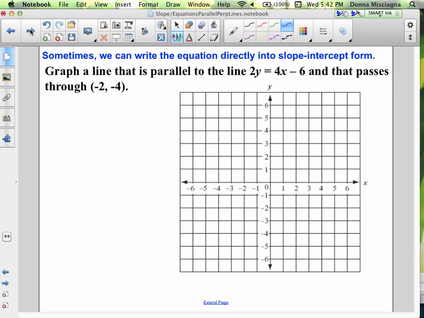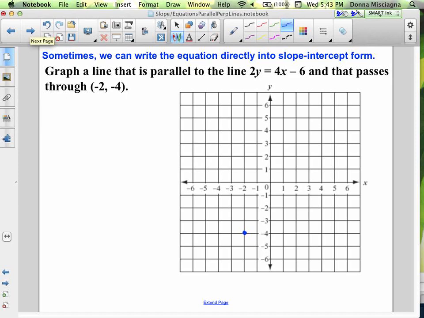So sometimes we can write the equation directly in slope-intercept form, and then it really doesn't matter. You can do it that way. I'm going to do it for this one only just because we could graph it in slope-intercept form. Otherwise, I would just have graphed the point (-2, -4). But I'm going to actually graph that to show you that (-2, -4) will be right on our line.